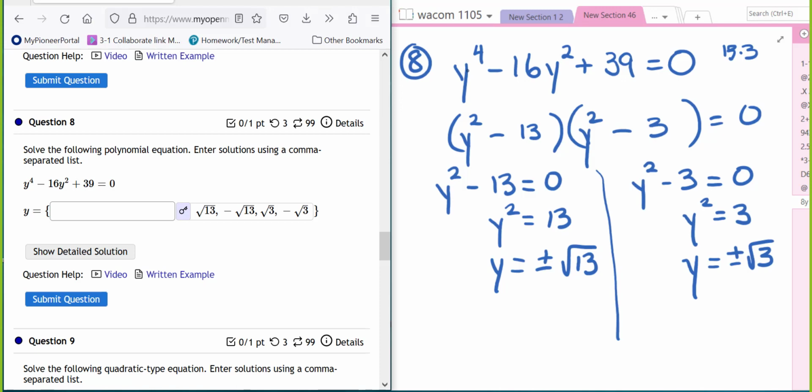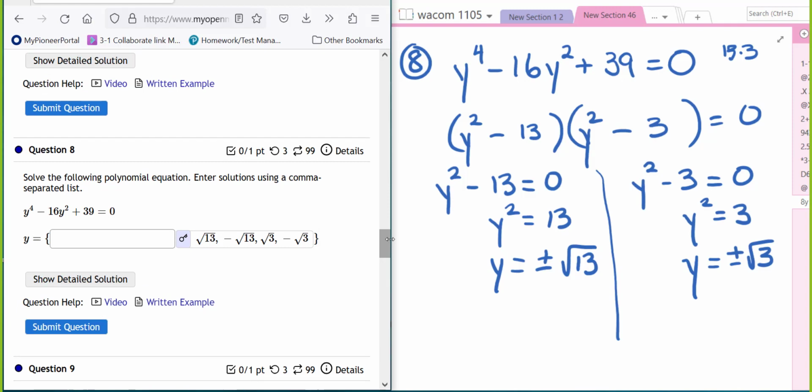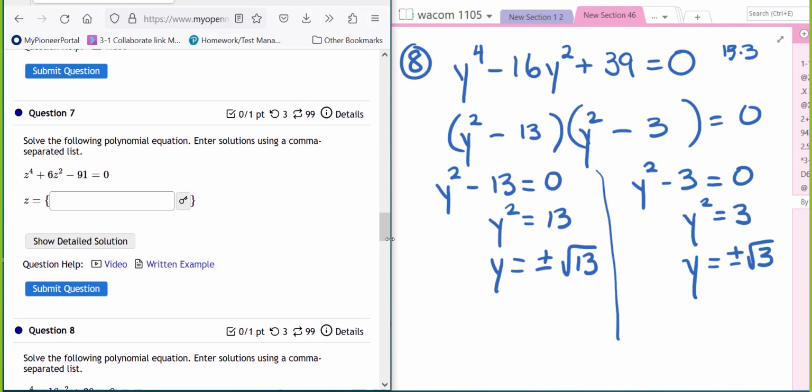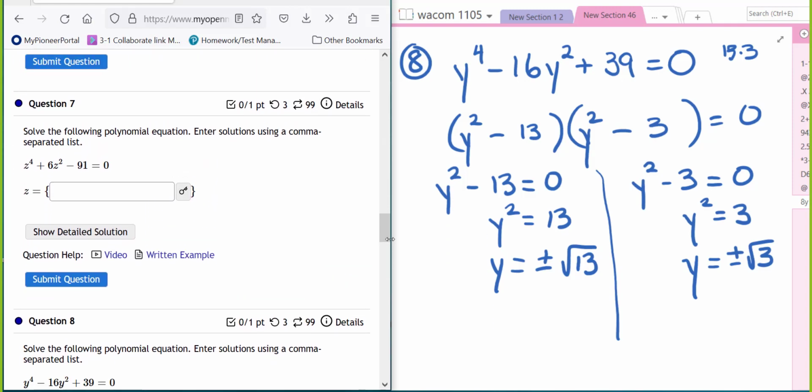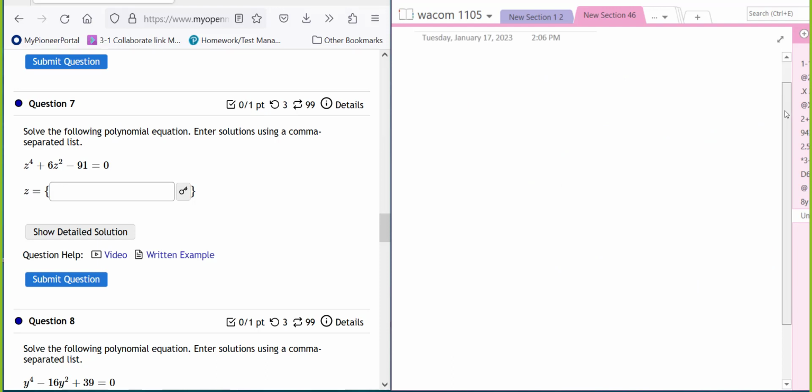So I want to backtrack to 7, because when I pulled these up before, that didn't happen. 7 was one I could work like this. But this one will move us into the other method that's used in this. It's when you have things that look like quadratic form, but we do what's called a U substitution.